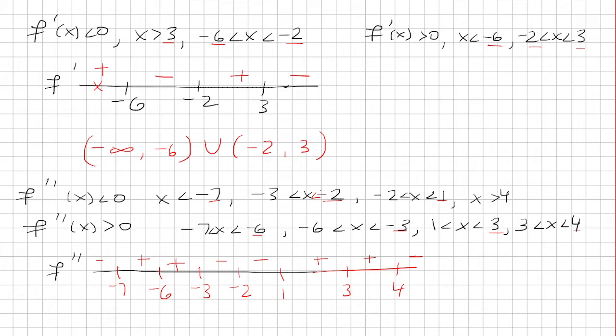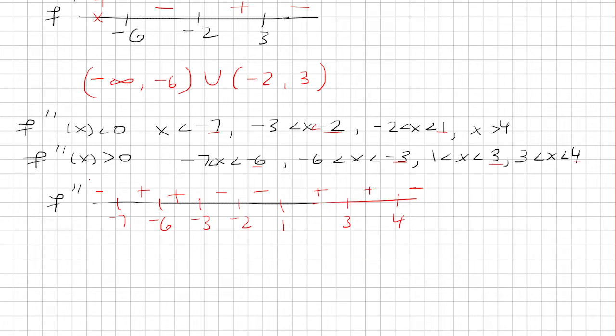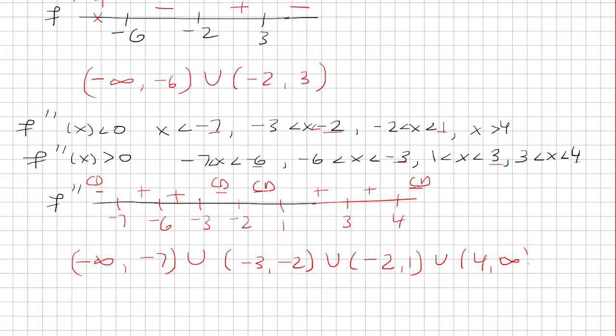So the question is asking on what intervals the graph of f is concave downward. That's when the second derivative is negative. So it's from -infinity to -7, and -3 to -2. Here you want to split up -3 to 1 as two separate intervals because the second derivative at -3, -2, and 1 is 0. And then we go from 4 to infinity. That's our answer.